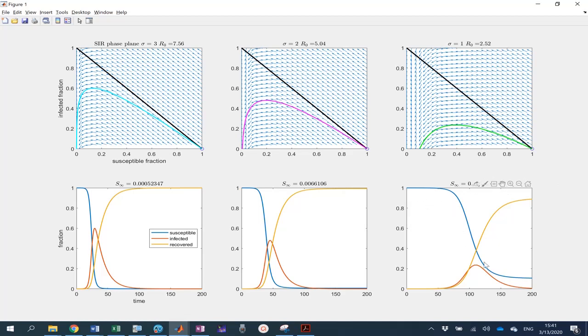And what that looks like in the time domain is quite a bit different. We flattened the curve a lot. We flattened the red curve quite a bit. The infecteds are more spread out. They're happening later as well. But quite important is that we also, as a result, have the S infinity, the final susceptible fraction, be much higher. So these people are not even contracting the disease. So just by changing sigma, we see how much we can actually affect the course of an epidemic.